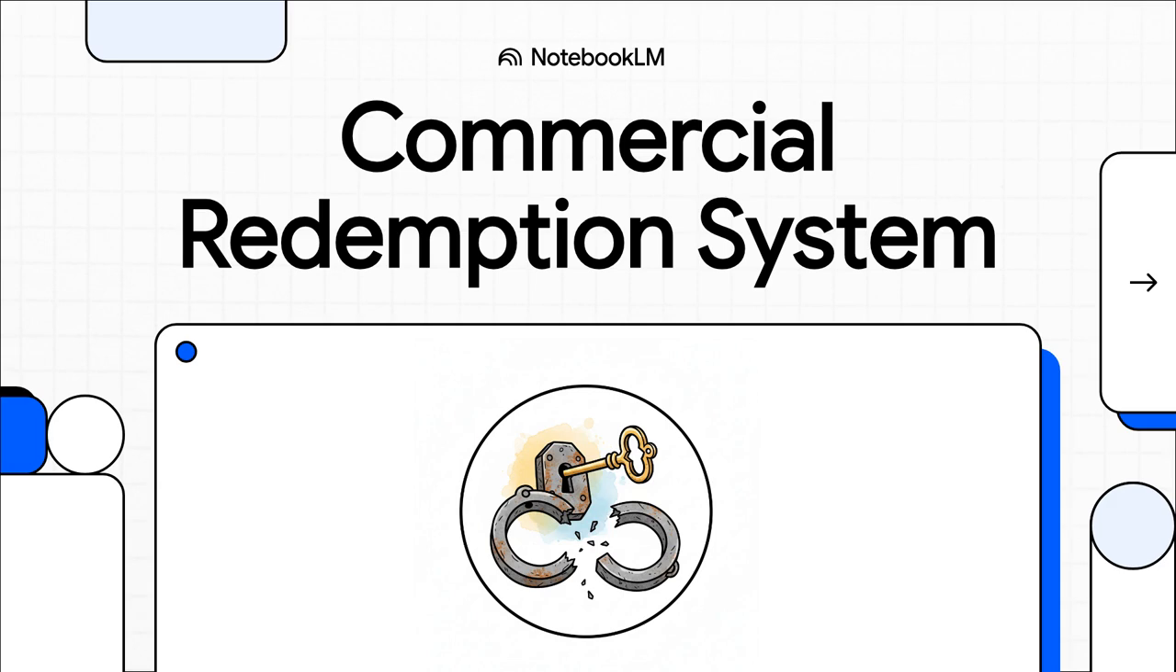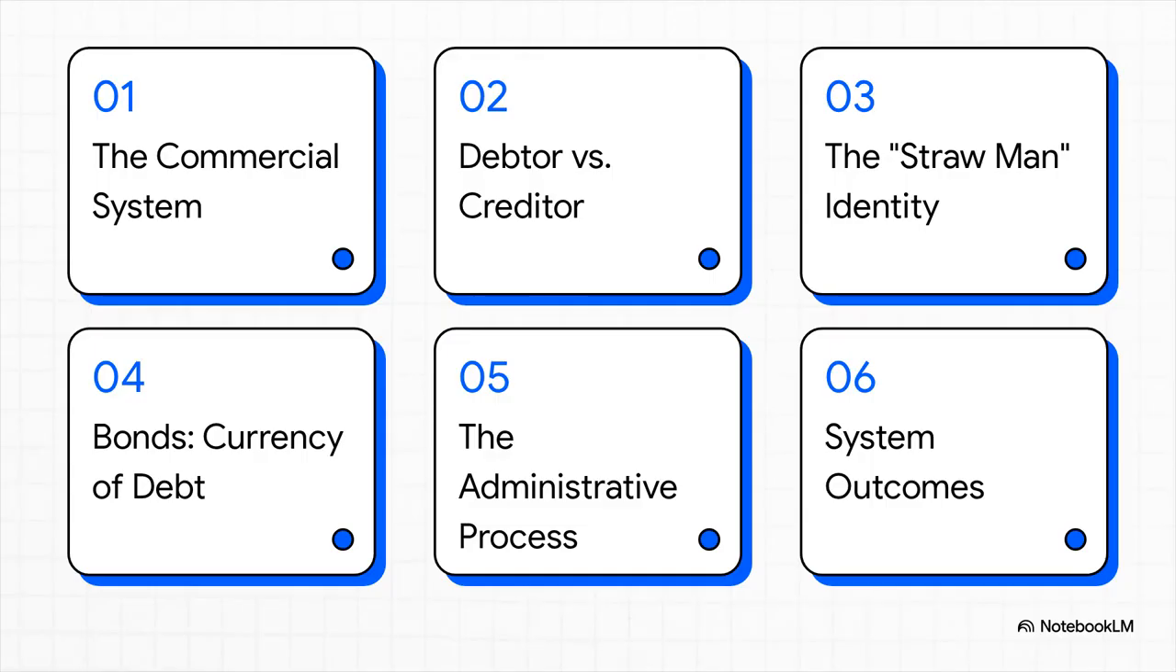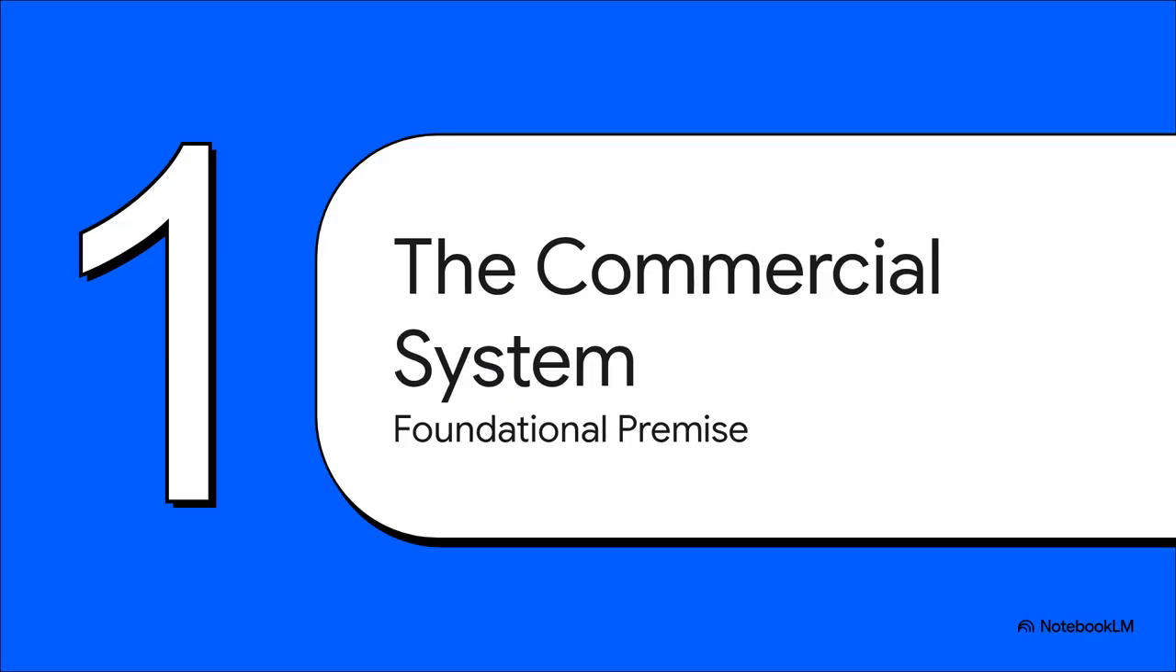Let's begin the briefing. We've structured this briefing as a crash course broken down into 6 modules. We'll start with the system's foundational premise, move through key concepts like the straw man, and then map out the administrative process, right through to the stated operational outcomes. All right, first module. Let's examine the foundational premise that the entire system is built upon.